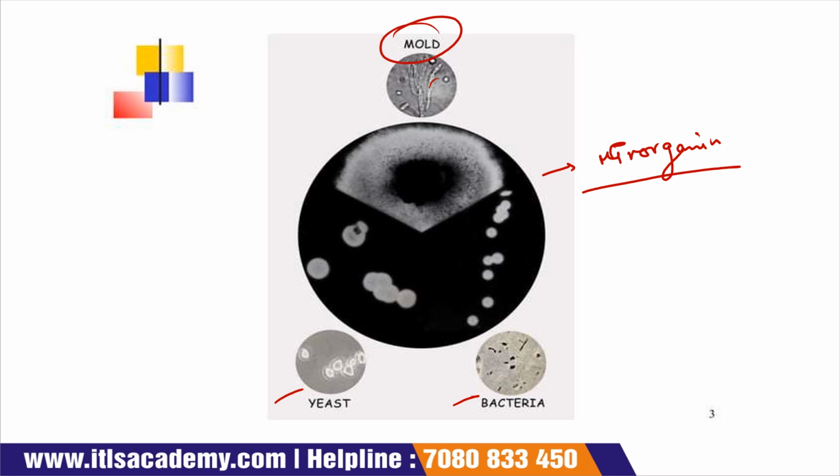This is your bacteria. Bacteria have different structures. They can be cocci shape, cylindrical shape, dotted shape, rod shape, anything. And the next one is yeast. Yeast has a creamy structure. So these are the types of microorganisms that grow on a food.